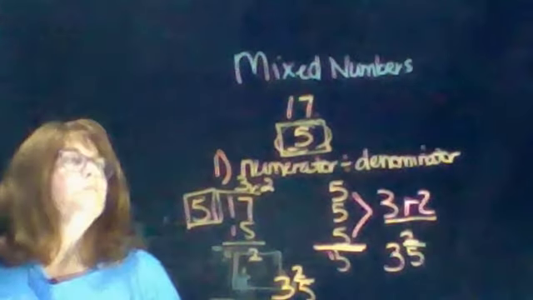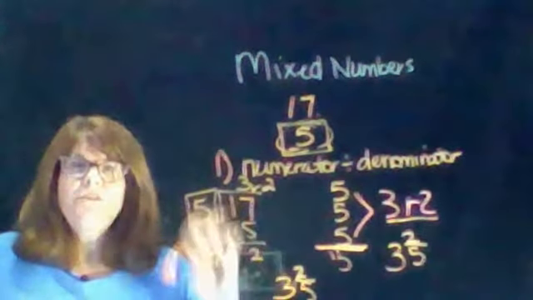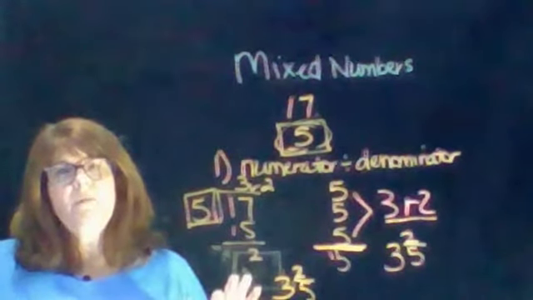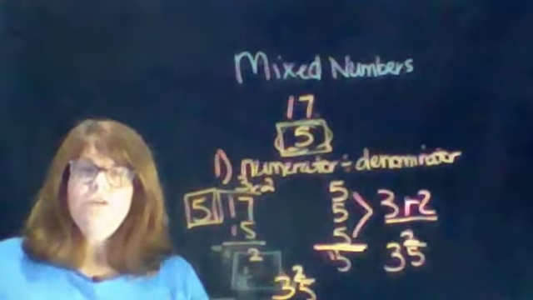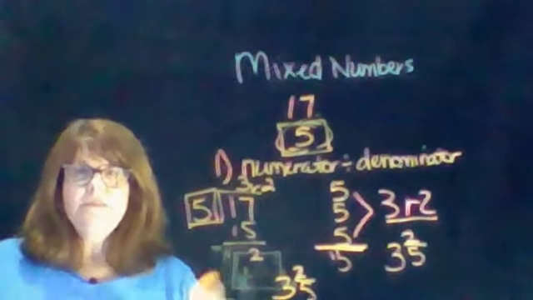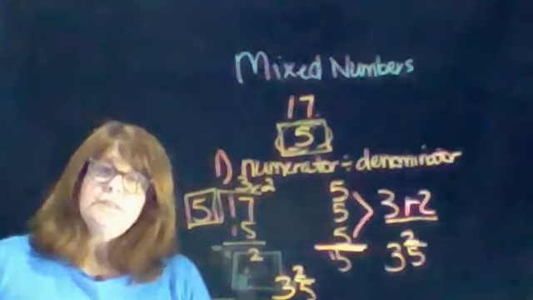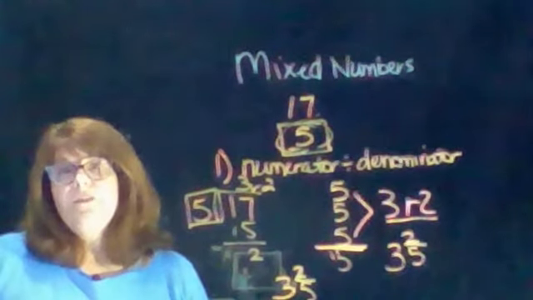So now you have it. We've turned a mixed number into an improper fraction, and we've turned an improper fraction into a mixed number. Watch the video again. Make sure that you understand how to do both of these processes. Then you're going to practice in class and ask me if you have any questions.